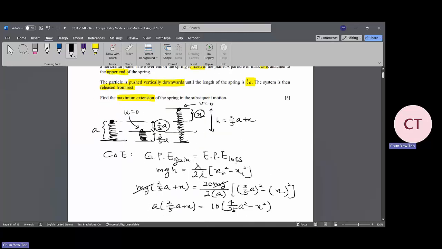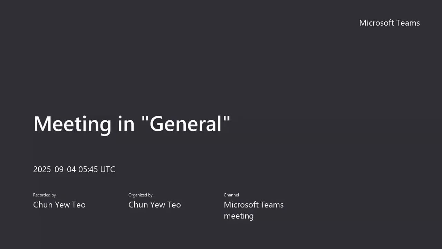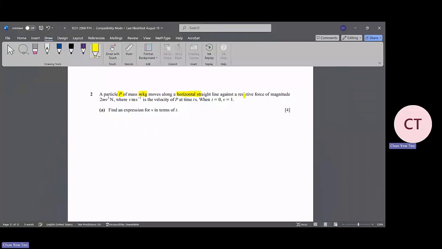Okay, move on. Number 2. A particle B moves along a horizontal straight line against a resistive force of magnitude 2mv cubed Newtons, where v meters per second is the velocity of B at time t seconds. When t equals 0, v equals 1. We want to find the expression of v in terms of t.